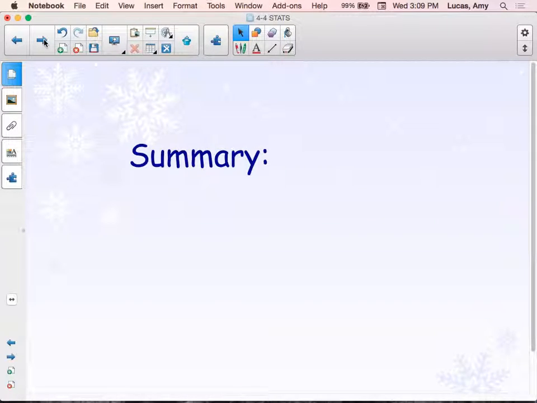You should be able to write a summary now. Make sure that you use complete sentences and restate that essential question in your summary.